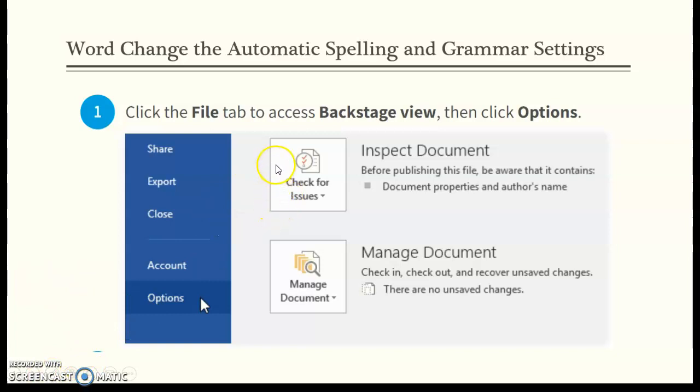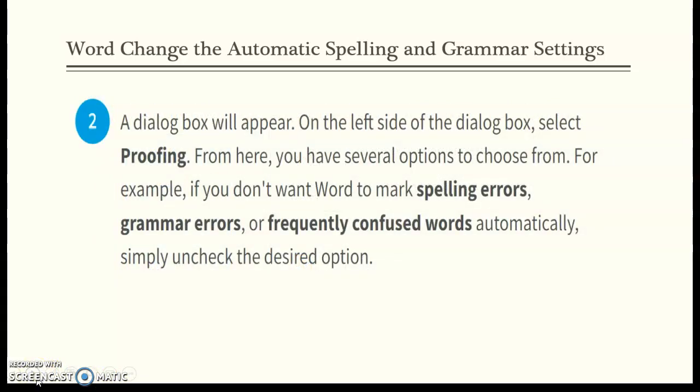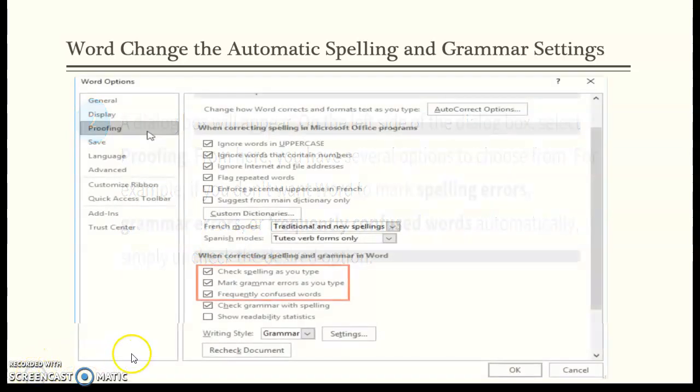There are also options that you can adjust in the backstage area. So if you choose File and the drop-down menu on the left-hand side, you would choose Options, and a dialog box will appear. On the left-hand side, you would choose Proofing. And from here, you get a list of what type of spelling errors and grammar errors are frequently used by Word, and you could accept them or change them. So you would choose File in the backstage area, Options, then select Proofing.